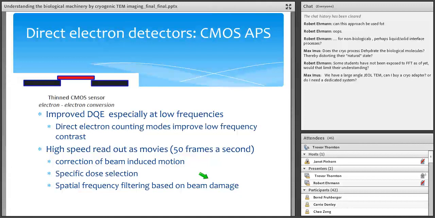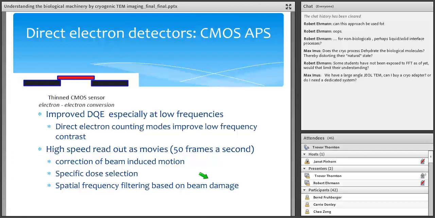So this is the direct electron detectors. We typically have used CCD cameras, which are charge-coupled devices. In the olden days, charge-coupled devices were state-of-the-art, and they are still probably the best camera for light. But the complementary metal oxide semiconductors that are active pixels are much, much better for electron detection because they have high-speed readout capability, and they could go directly into the electron beam.